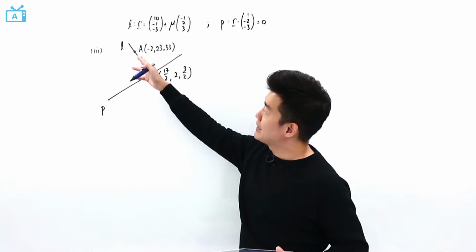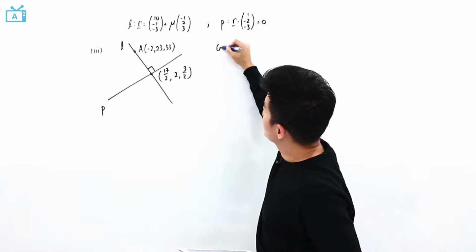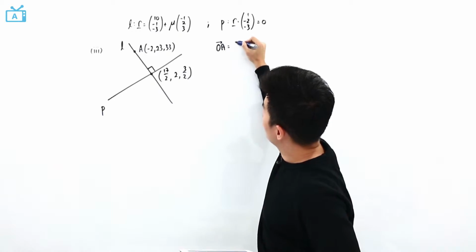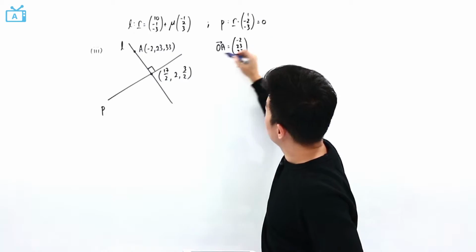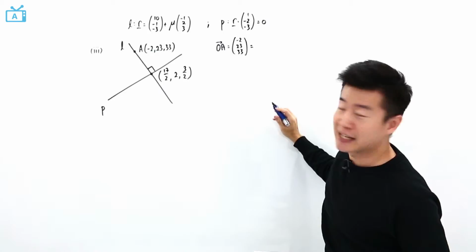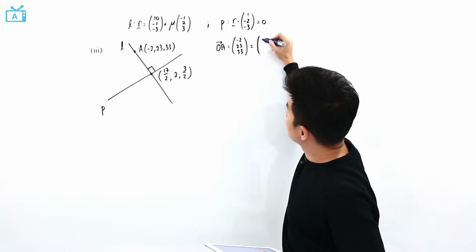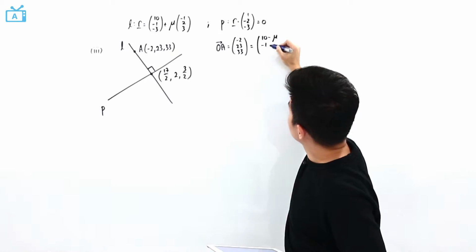First, we need to prove that this point A lies on the line L. And to prove that, I'm going to make use of the position vector of A, which is (-2, 23, 33). And I'm going to let this be equal to the equation of the line L. So if I were to let this be equal to (10 - μ, -1 + 2μ, -3 + 3μ).